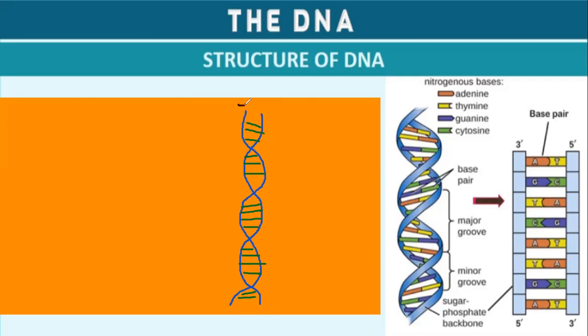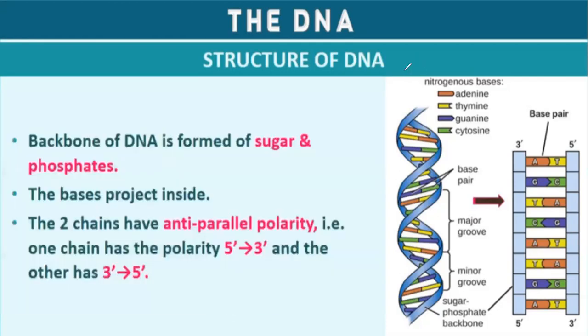So if this point is starting with 3', the end of this strand will be 5'. And if this strand is starting with 5', here we have the ending 3'. And here it will not come 3' and 3' together, because the DNA has an anti-parallel polarity. Okay.